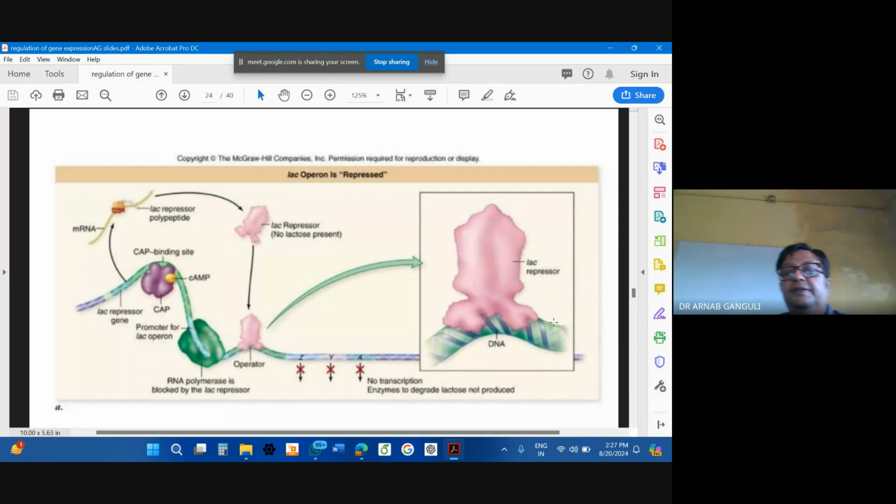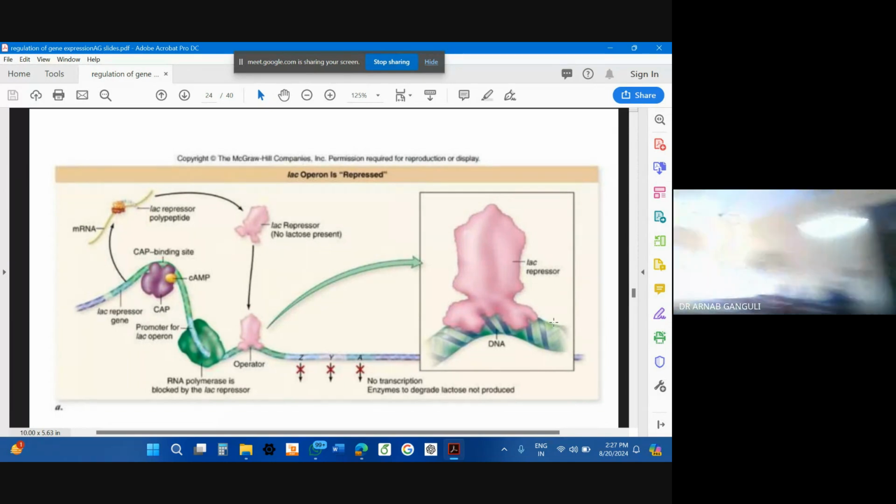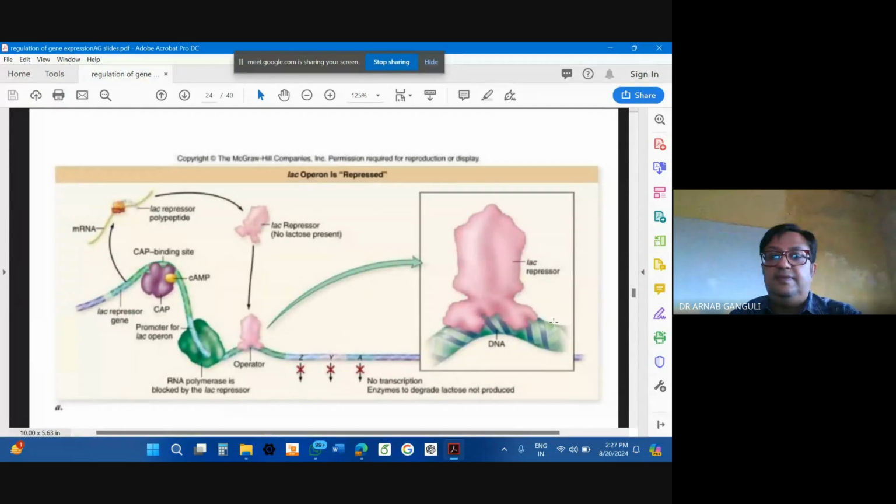So go to this picture. So when lactose is not in the media, there is this lac repressor gene on the left side. It is causing the mRNA, which is producing the lac repressor polypeptide. What it is doing, it is going and binding to the cap binding site. Result is the lac repressor which is formed. देख रहे हो lac peptide and pink colored lac repressor. No lactose is present. It is coming and binding to the operator.